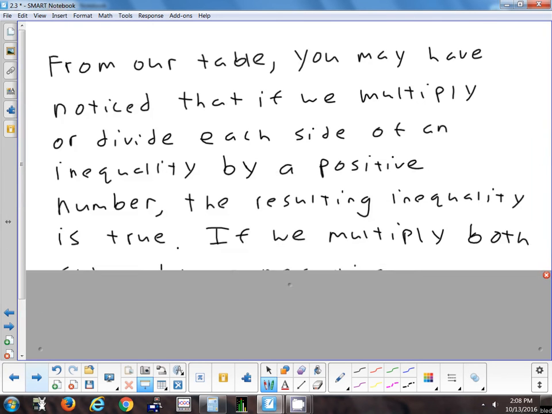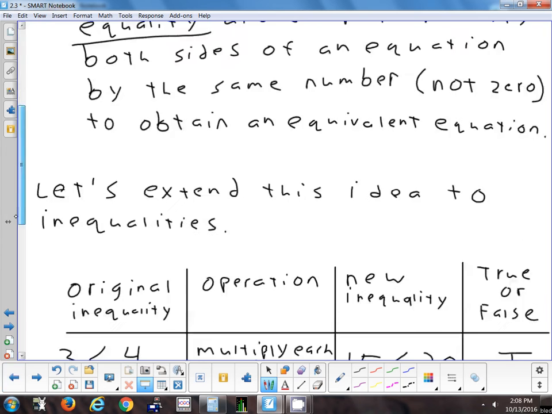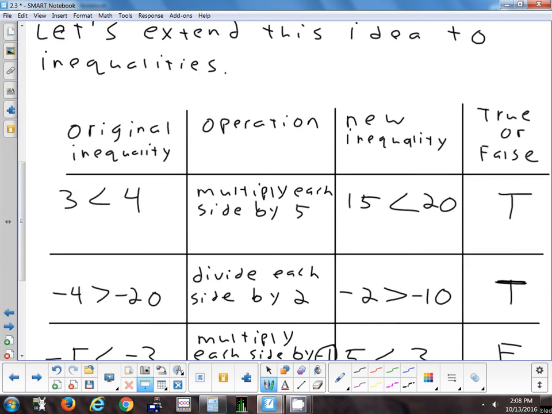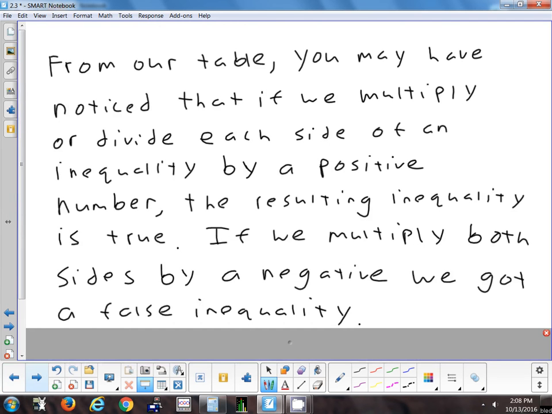Okay, so this, you don't have to write this part. That's just summarizing what I just said. Okay, from the table, hopefully you notice that if you multiply or divide each side by a positive, that worked perfect. When we multiplied by positive 5, divided by positive 2, we didn't have any problems. This is where we have the problem.